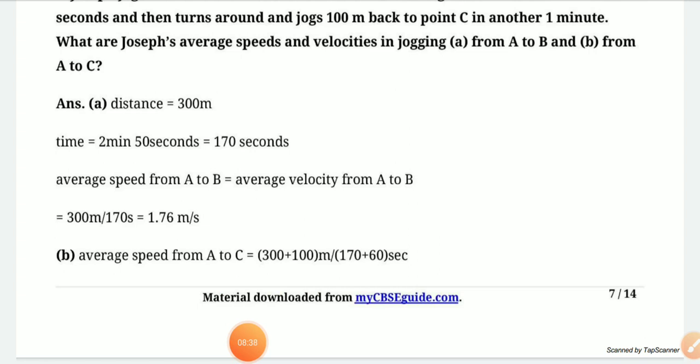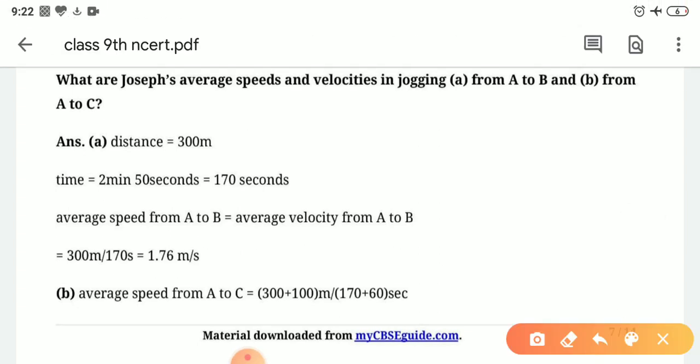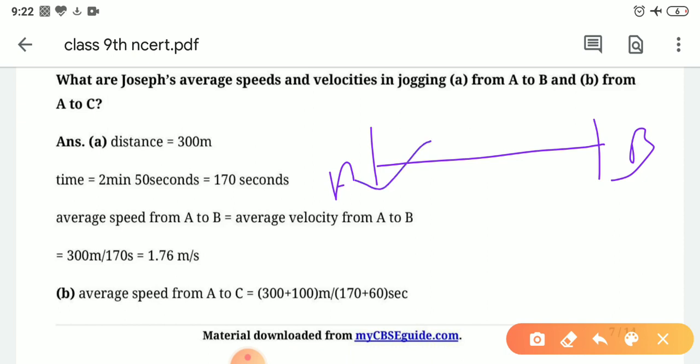Now we have found average speed. Now we will find average velocity in this case. From A to B, this is a very simple concept. When it is moving from A to B in a straight line, what is average speed? Total distance upon total time. And what is average velocity? Total displacement upon total time. In this case, total distance equals total displacement, so average speed and average velocity both will be equal. That will be 1.76 meter per second.